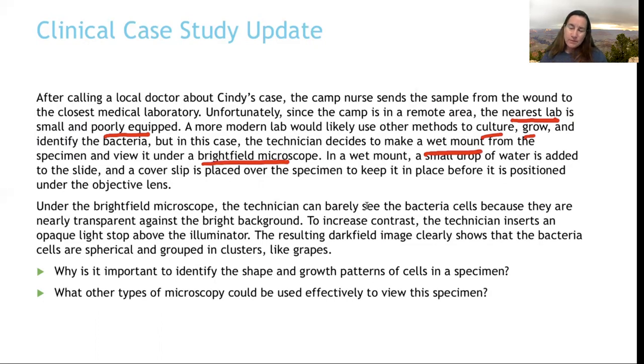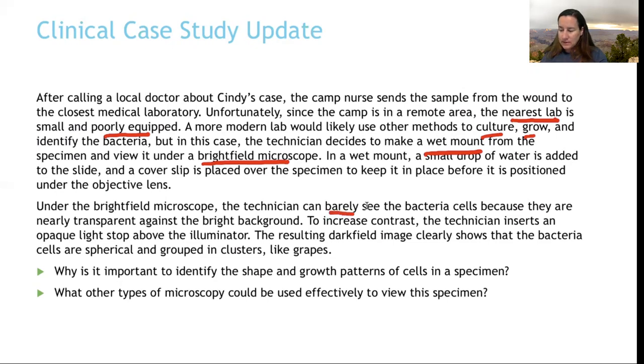So when you wet mount something, I think we do this in 1010 as well, maybe. You take your glass slide, you add your specimen to it, and then you add water on it, and you pop on a cover slip, and you put it under your light microscope. Hopefully all of us have been able to do this. So that's what they did with Cindy's stuff, and looked at it under the light microscope to try and see what they could see.